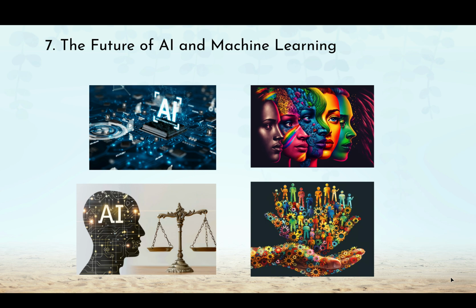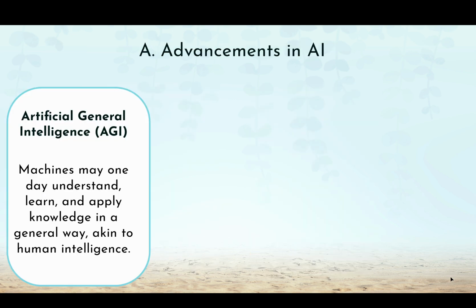Advancements in AI. Artificial General Intelligence, AGI. A significant future goal in AI is the development of artificial general intelligence. Unlike current AI, which is specialized for specific tasks, AGI would have the ability to understand, learn, and apply knowledge across various domains, much like human intelligence. This would enable machines to think and reason in a general, flexible way, potentially transforming industries and everyday life.